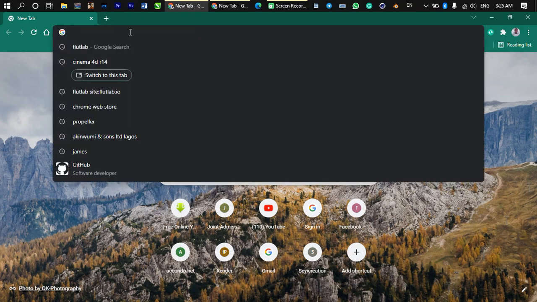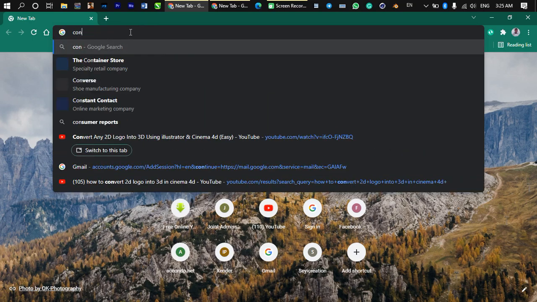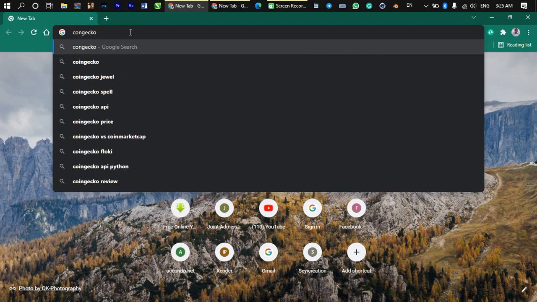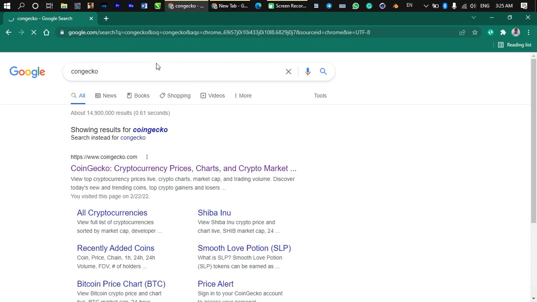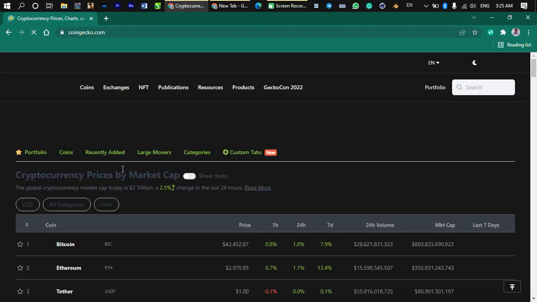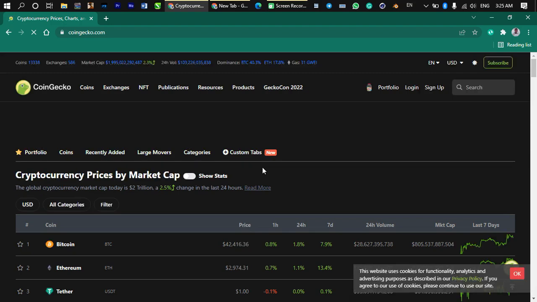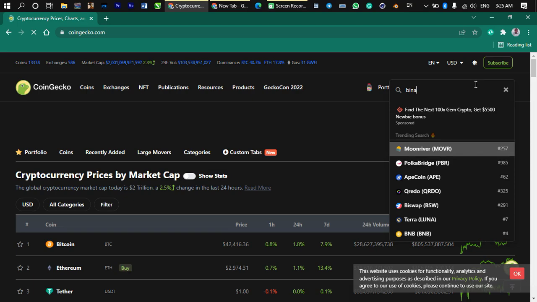Let's go to CoinGecko. You can search it directly. This is coingecko.com, so you click on CoinGecko. Basically, we're using Binance as our trading platform, so you come to this search button and just type in Binance.